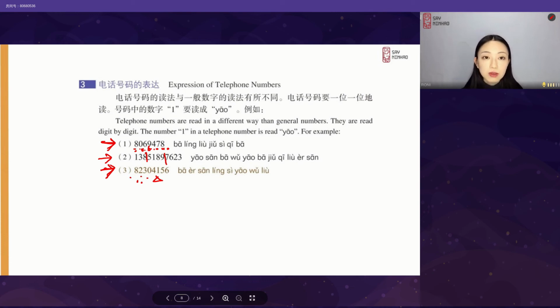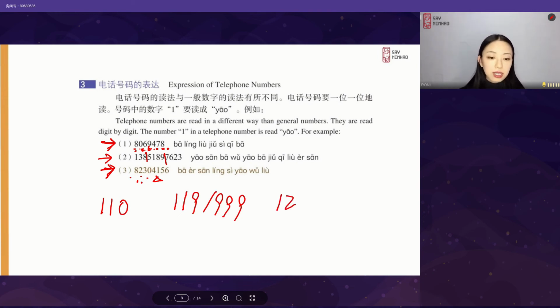And here are some useful telephone numbers to remember in China. First, to call the police, it is 110. When you want to call the fire department, it is 119. When you want to call an ambulance, it is 120. And if there are traffic accidents, 122. These are useful numbers for China.